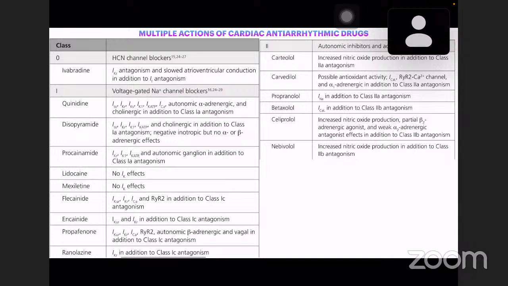Coming to lidocaine and mexiletine, I said there is no effect on potassium inflow for these drugs. Coming to flecainide, you have action on ultra-rapid potassium inflow, rapid potassium inflow, calcium inflow, and ryanodine type 2 receptors also in the sarcoplasmic reticulum.